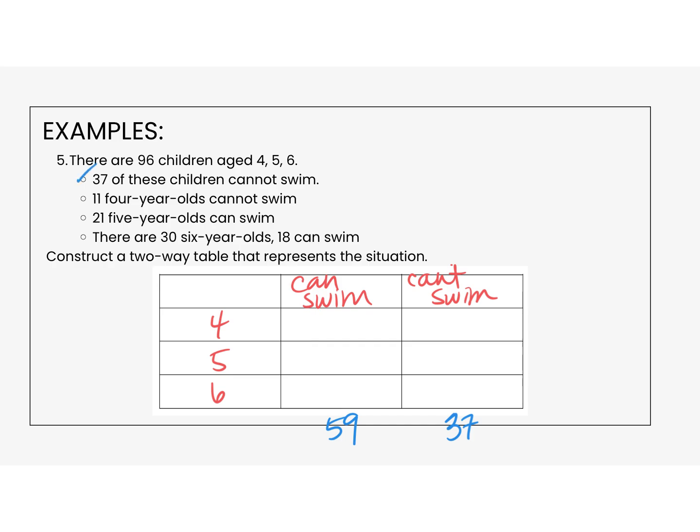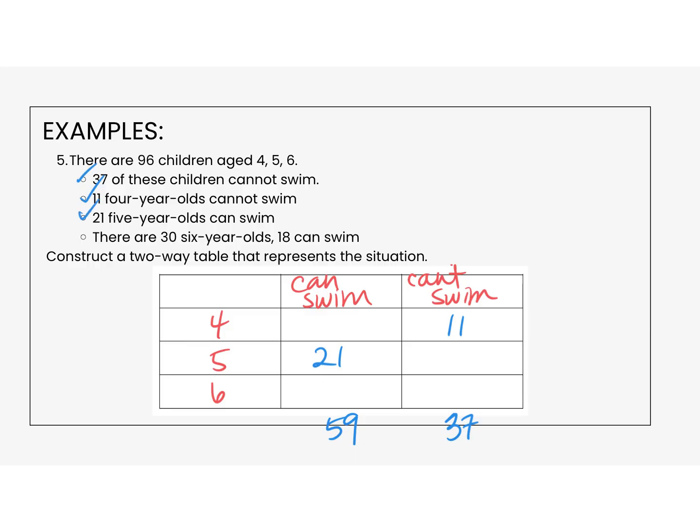11 4-year-olds cannot swim. So there's some more specifics. 11 4-year-olds, so we're in the row that says 4, cannot swim. So we're going to put an 11 there. 21 5-year-olds can swim. So now we're in the can swim category. There's 21 that can swim. We're still missing a lot of information, but we'll get there.